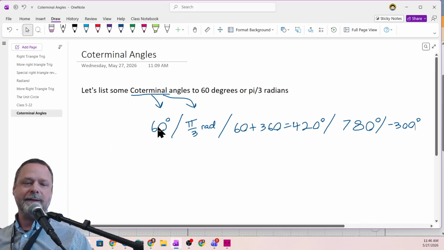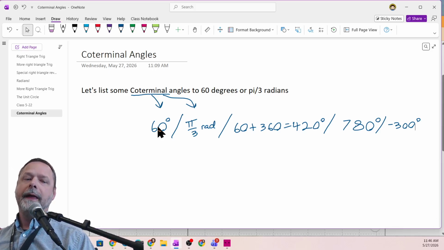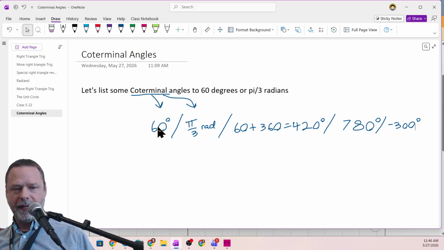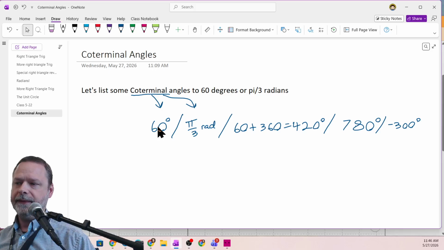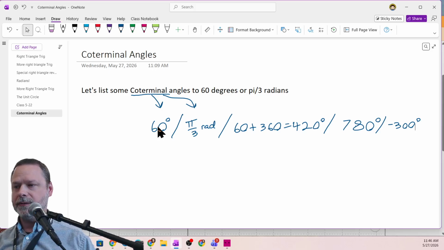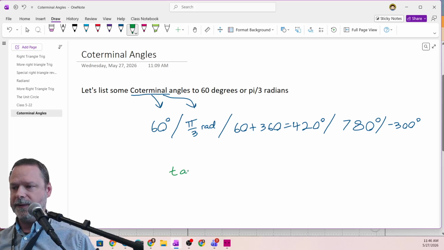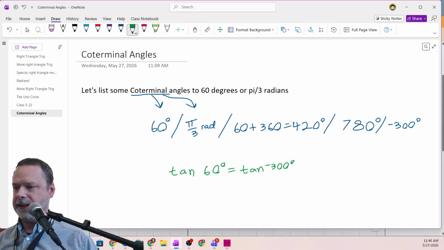So we have all these, and so how many coterminal angles are there to an angle? As many as you want there to be. There's a lot of them. And so there it is. There's your quick definition of what coterminal angles are. All of these are coterminal. That means also if I got tangent or sine or cosine of these angles, I'll get the same value. Now that's what's equal. So tangent of 60 degrees is going to be equal to tangent of negative 300 degrees.